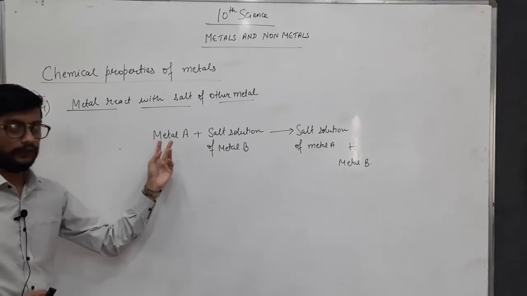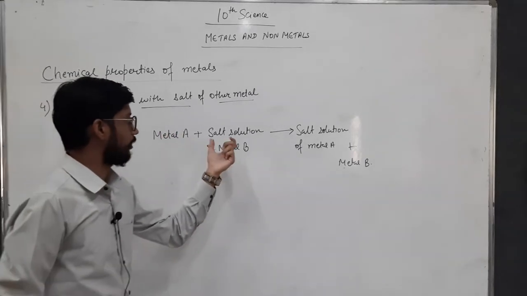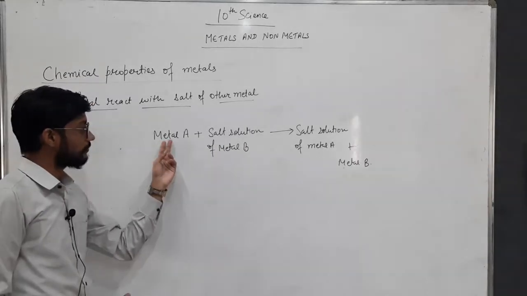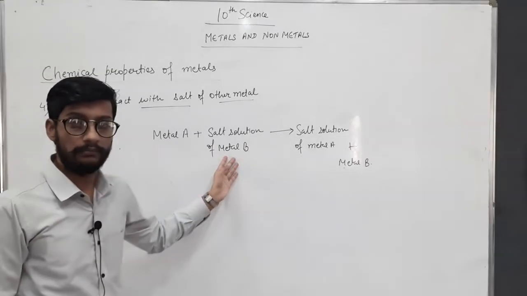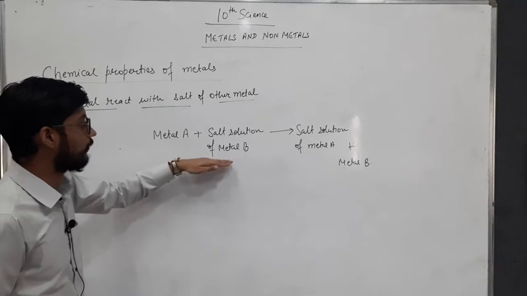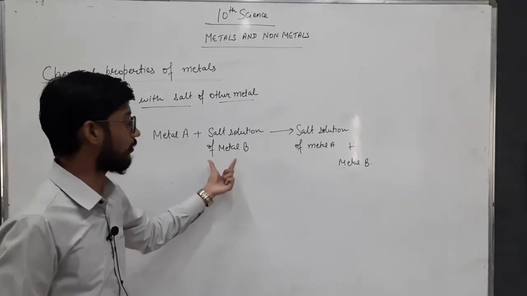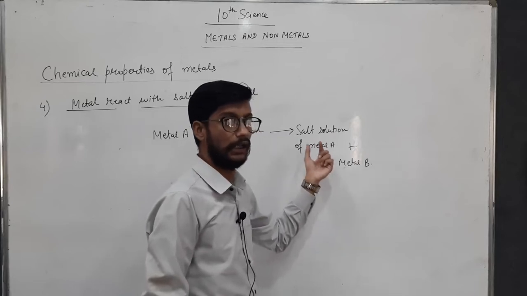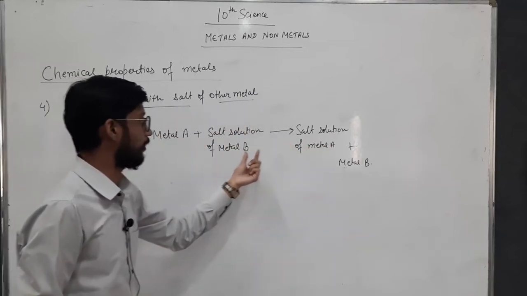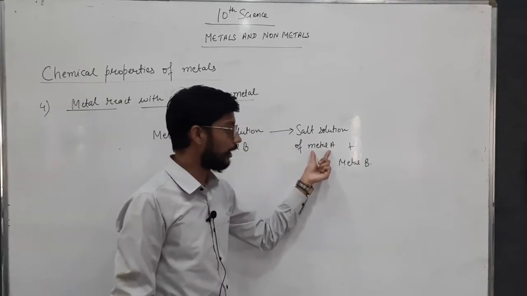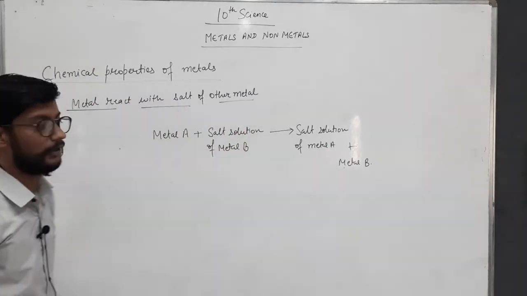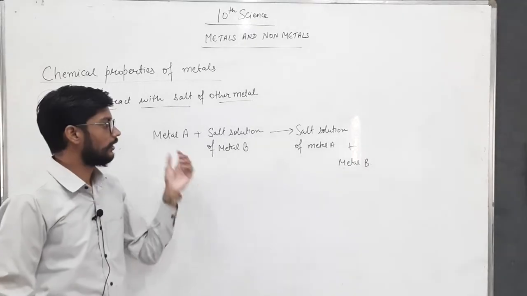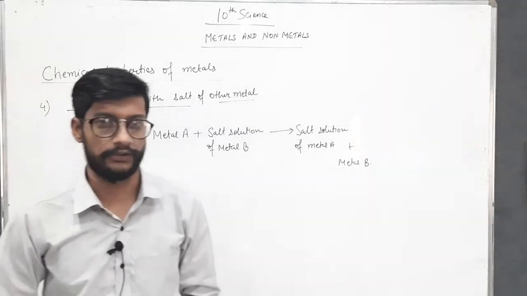So if you are having metal A and you are adding it in a salt solution of metal B, and if this metal A is more reactive than metal B, then this metal A will displace metal B from its salt solution. Then what are the products formed? Salt solution of metal A plus metal B. So metal A will displace metal B from the salt solution. This is somewhat like a displacement reaction.